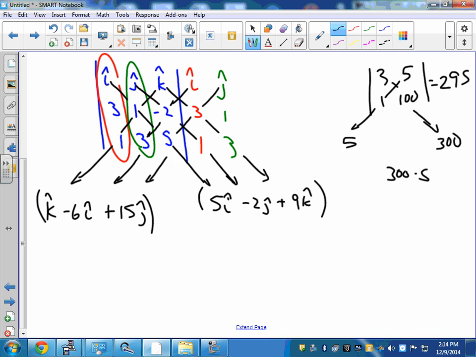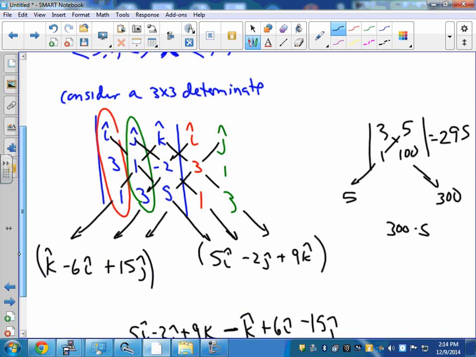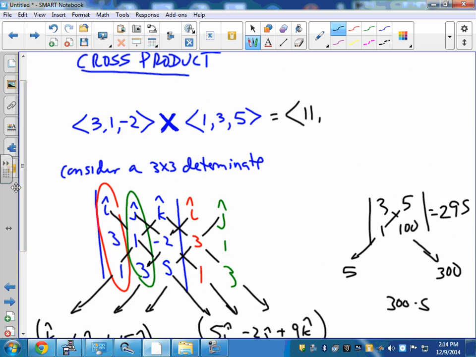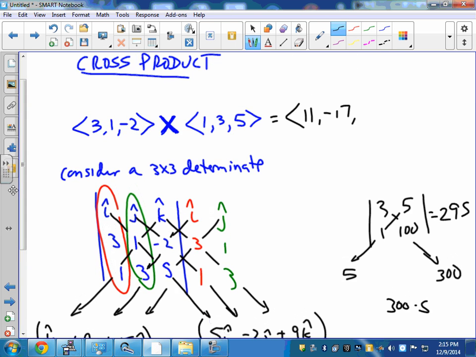So let's see, 5i minus 2j plus 9k, and we're going to be subtracting off all of these. So we're going to subtract off a k, and we're going to subtract off a negative 6i, so that's plus 6i, and we're going to subtract off 15j. And if you can do all that without losing track, then you now have the answer. How many i's we got? We got 11 i's, right? 5 and 6. So we get 11 i's, put 11 there. That's the first component. How many j's? We've got minus 2 there, and we're taking away 15. So that's minus 17 j's, minus 17. And then k's, we've got 9 here, and we're taking away 1. So that would be 8 k's, 8. This is the cross product.